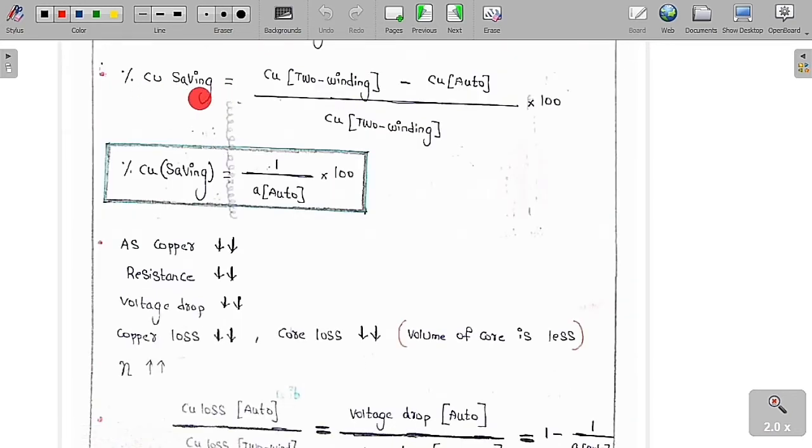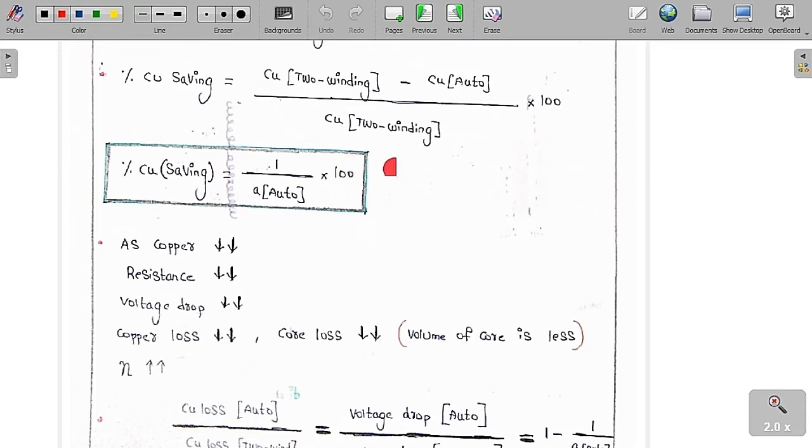Then how much amount of copper is saved? If you want to find how much copper is saved, it is the copper weight in the two-winding transformer minus the copper weight in the auto transformer, by the copper weight of the two-winding transformer, into 100. This is the percentage of copper winding saved. If we do the simplification, we are going to get finally 1 by the turns ratio of the auto transformer, into 100. So this much amount of copper is saved with the help of using the auto transformer.